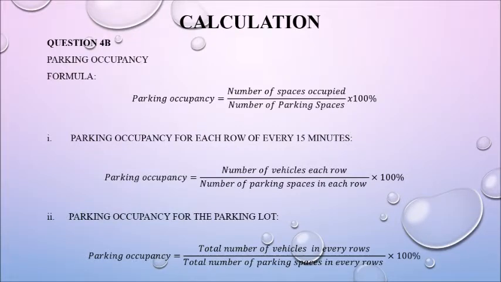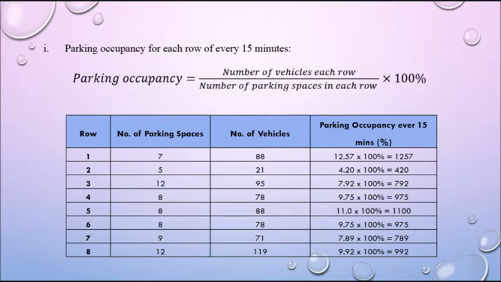That's all from me. For part 1, the parking occupancy for each row every 15 minutes, the formula is the number of vehicles in each row divided by the number of parking spaces in each row times 100%. For row 1, the number of parking spaces is 7 and the number of vehicles is 88. Therefore, the parking occupancy every 15 minutes is the number of vehicles, 88, divided by the number of parking spaces, 7, times 100%. The answer is 1257. The calculation is repeated from row 1 till row 8.